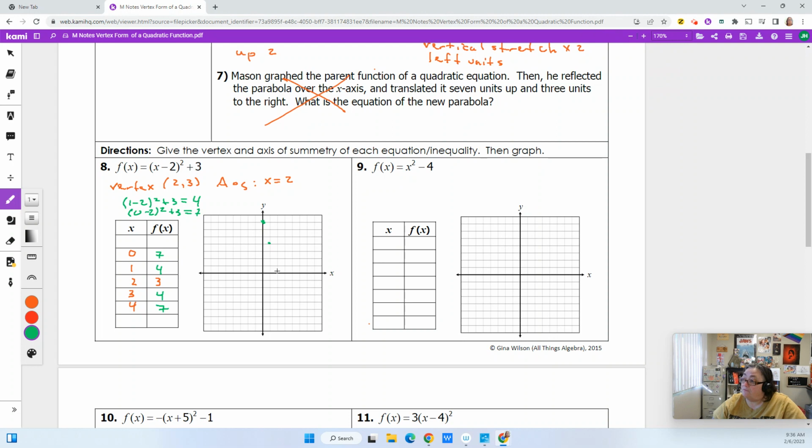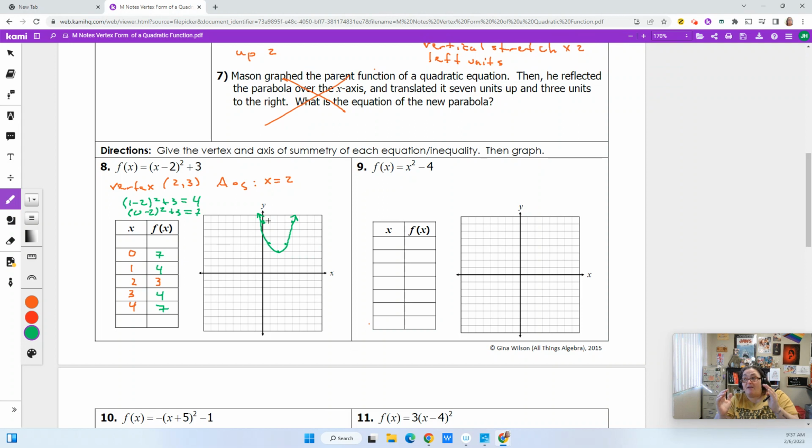And at 2, we have a point at 1, 2, 3. And that is going to repeat, right? At 3, we're going to have a point at 4. And at 4, we're going to have a point at 7. And you can kind of see how our graph is formed. And we can do that because we are in vertex form, right?